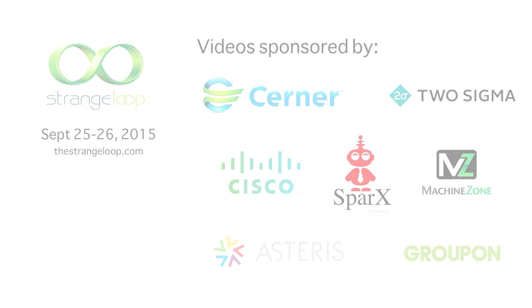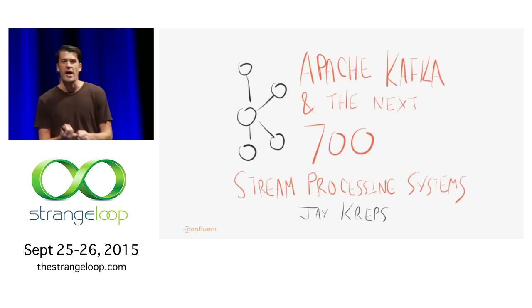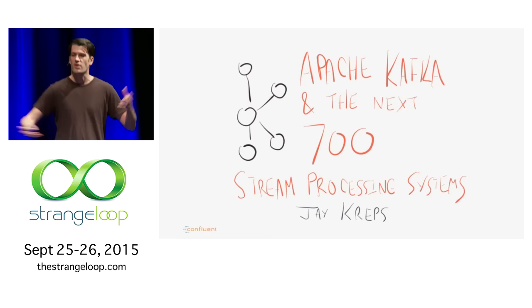This talk is going to be about Apache Kafka and the next 700 stream processing systems. I don't know if it'll be 700 exactly, but hopefully around that. My name is Jay. This is an area I've been working in for roughly the last 5 years. I'm one of the original authors of Kafka. And so now I'll try and condense everything I know about this area into 35 minutes.